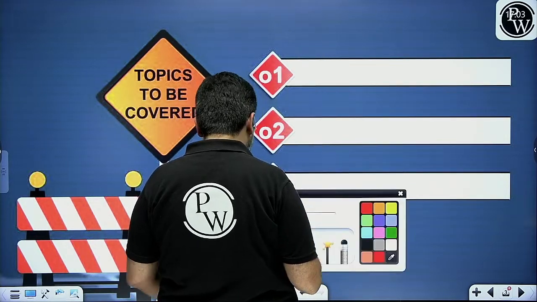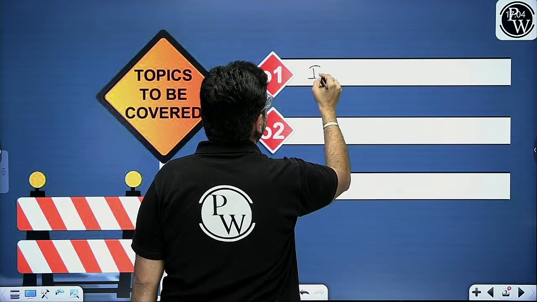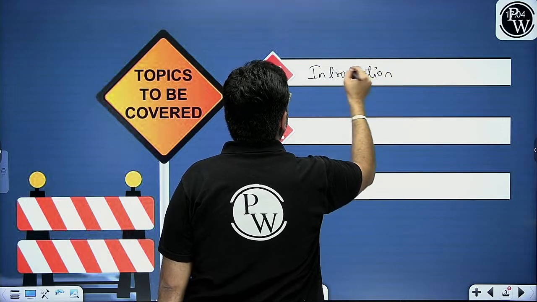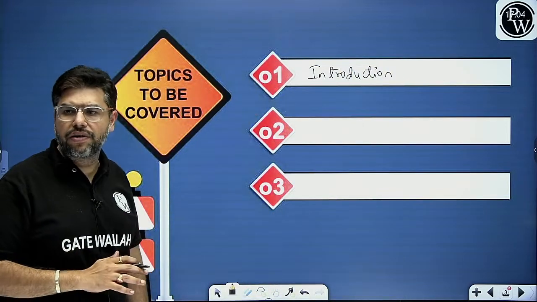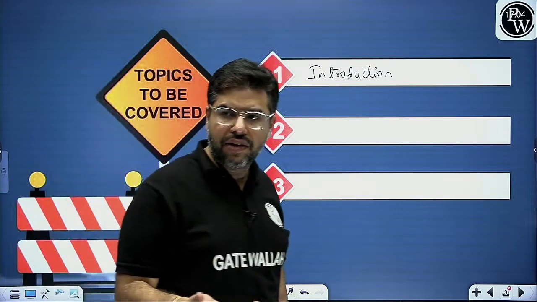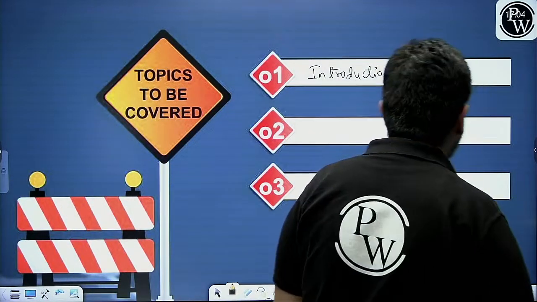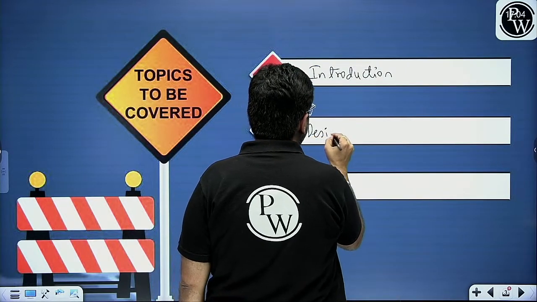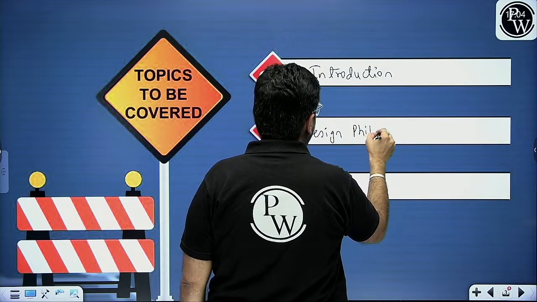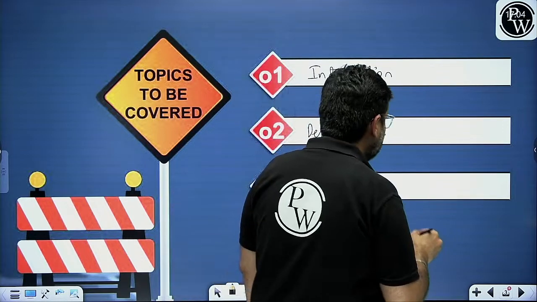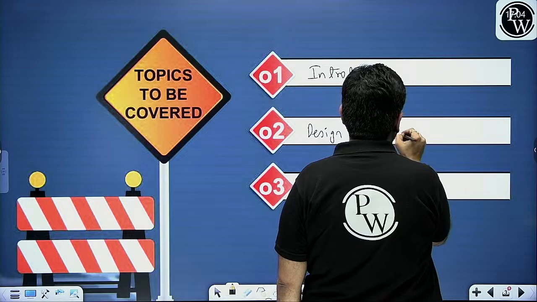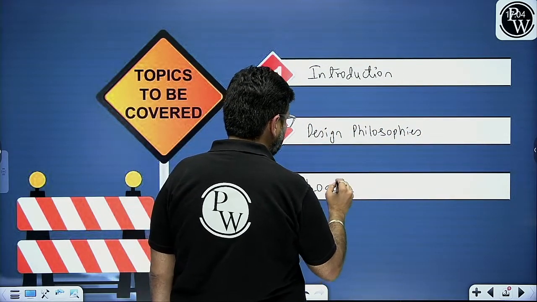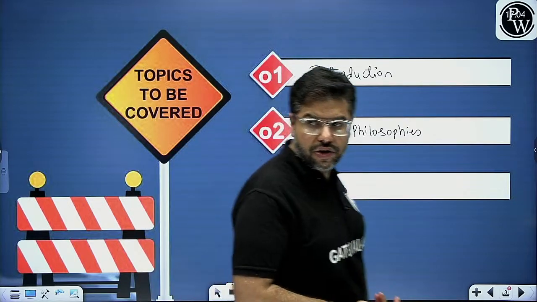Then we will see various design philosophies. The design topic is similar to RCC. I request that first of all you cover RCC, then you take steel. First see RCC, then you take steel. That would give you a better understanding of steel. Then we will see all the design philosophies on the basis of which the steel structures are designed. And lastly, I would be talking about all the various kinds of load. Let's see the discussion in detail today.